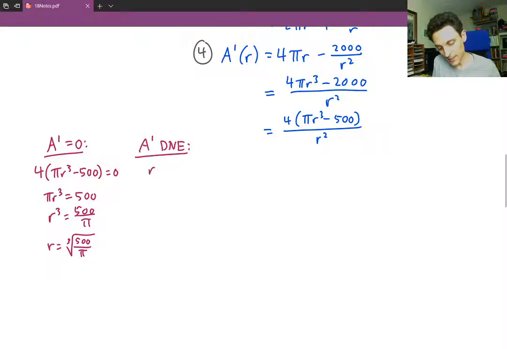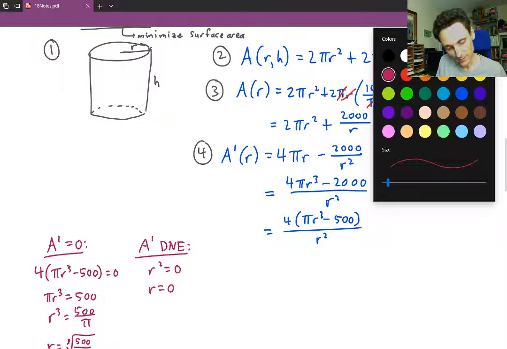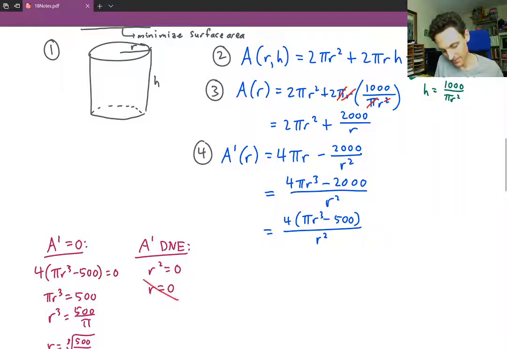Now the d and e case is when the bottom is 0, which happens at r equals 0. But if you think about a radius of 0, that doesn't make sense. That wouldn't be a cylinder anymore. It'd just be a line segment again. That can't be true. So, where's the red? I call it nonsense.